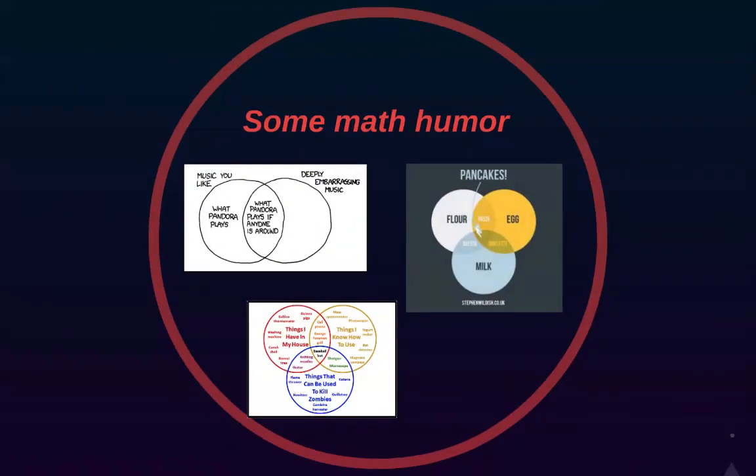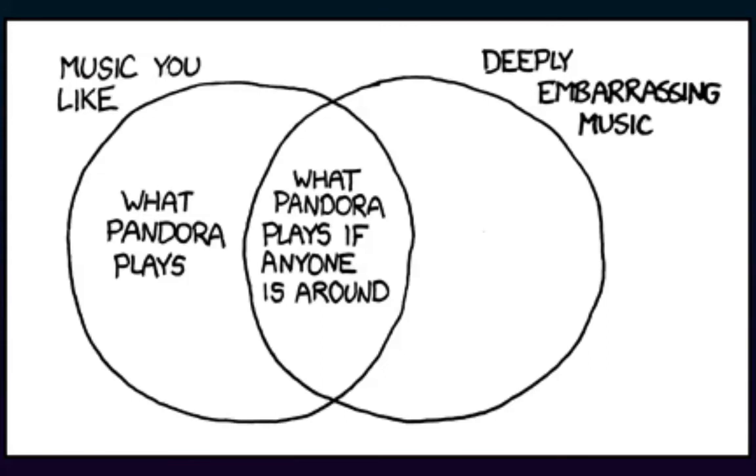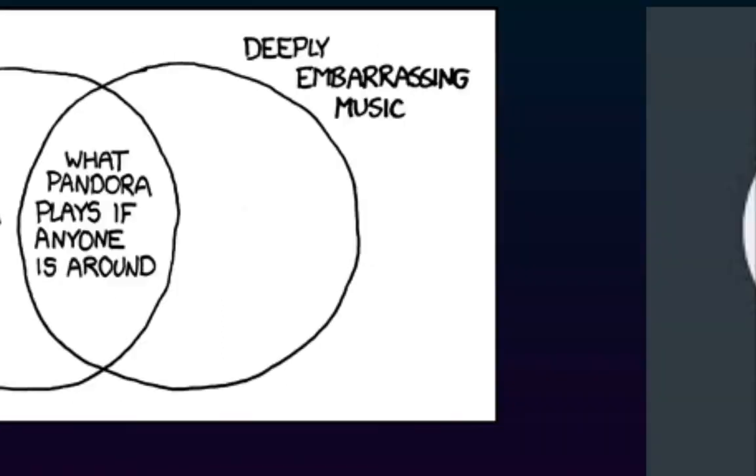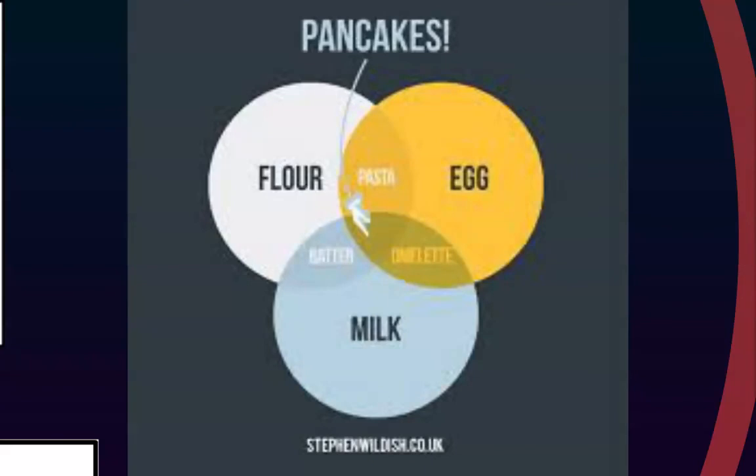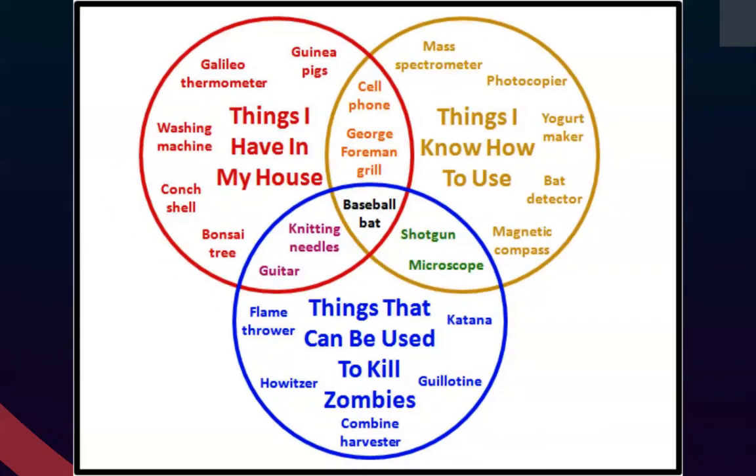This brings me to some of my favorite math humor, fun Venn diagrams. It's been a while since we've used Pandora, but this one's kind of funny. We have the Venn diagram for flowers, eggs, and milk. Pancakes in the middle. And then I'll leave you with this one, baseball bat being the best thing that you can have on hand.